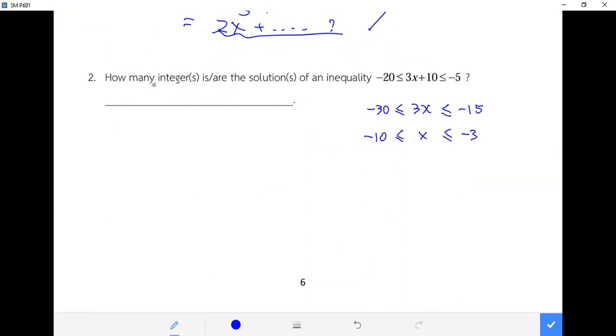Count how many integers. From more than negative 10 but less than negative 3, you go negative 3, negative 4, negative 5, negative 6, 7, 8, 9, 10. You count 1, 2, 3, 4, 5, 6, 7, 8. Okay, have 8 numbers. Your answer is 8. Finish now.